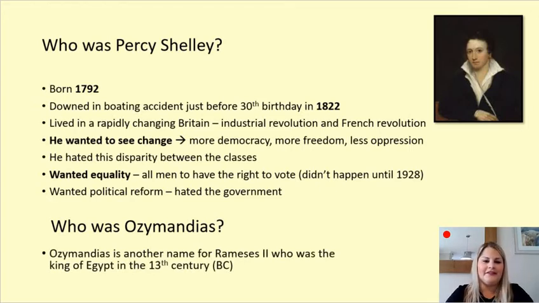So Ozymandias is another name for Ramses II, who was the king of Egypt in the 13th century BC. He was a really powerful man, but he was a cruel leader, and he forced slaves to do stuff for him. So not a particularly nice character.